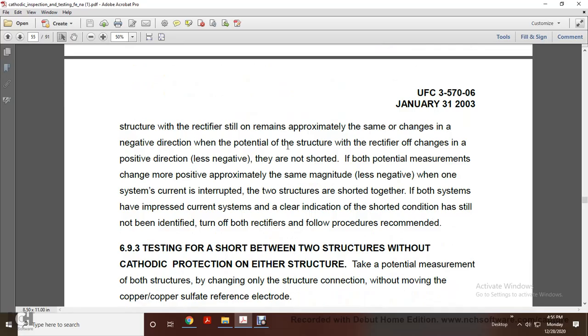Structure with the rectifier chain in the positive direction, less negative than before, with potential measurements of both structures changing to the more positive, approximately the same magnitude, with only one system's current interrupted. If two structures are shorted together and both systems have impressed current systems, a clear indication of the shorted condition has still not been identified. Turn off both rectifiers.